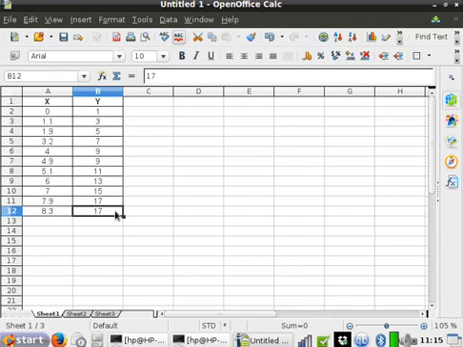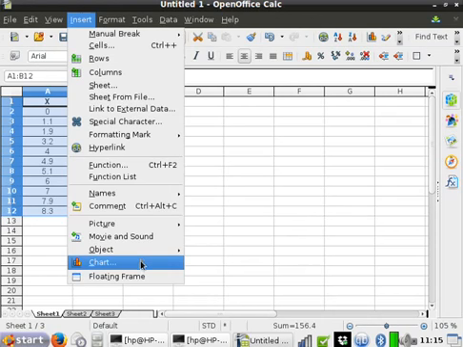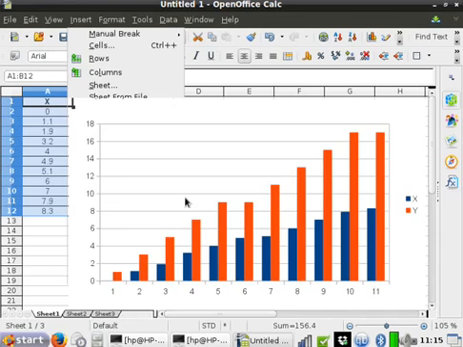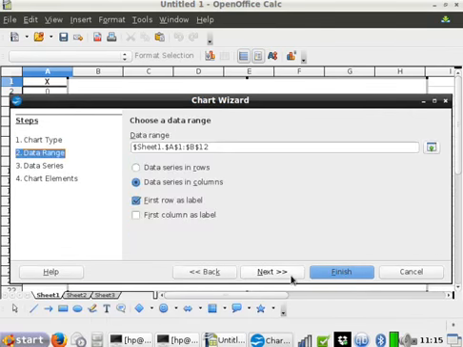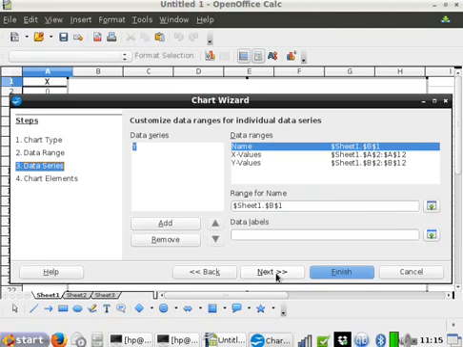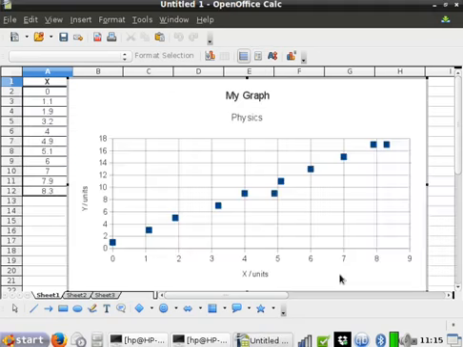Okay, so what I'm going to do first is I'm just going to draw the chart of it. Insert chart, just so we can picture it. Okay, scatter. Right, so title is just my graph for physics, whatever. X-axis, whatever it is, X units, whatever we use. Okay, we finish. Alright.